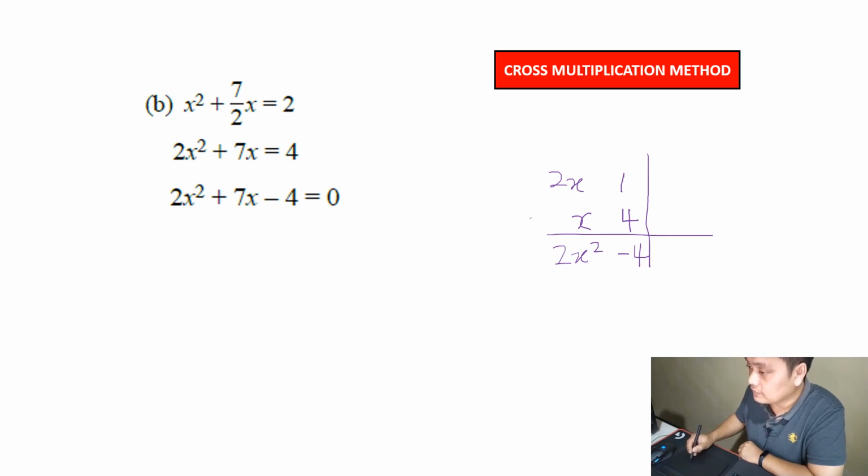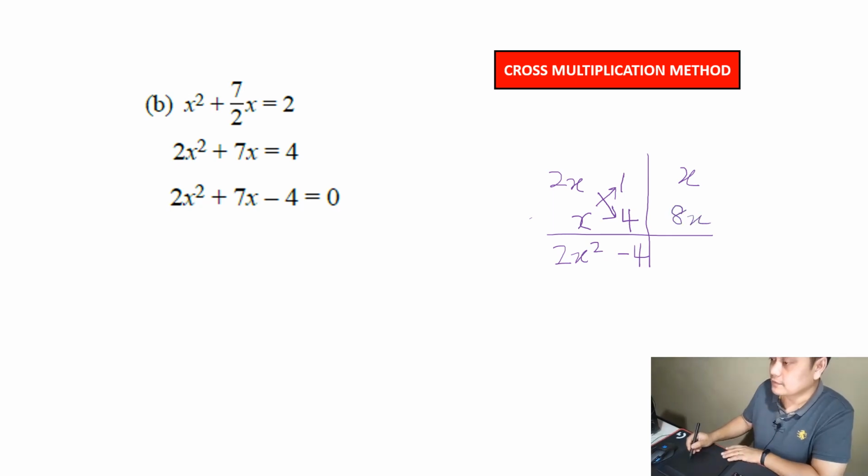Okay, 1 and 4. So this means one of the numbers will be negative. Okay, we determine the sign, so we perform cross multiplication. Here we get x, 2 times 4, we will get 8x. Okay, then we add these two products and make sure it equals positive 7x. So that means here we put negative, here we write down positive, because negative x plus 8x you will get positive 7x.